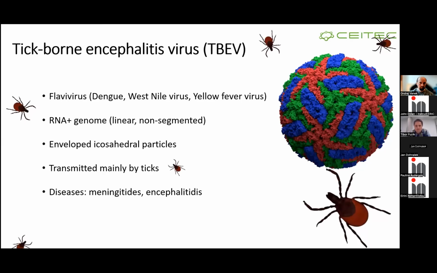So what tick-borne encephalitis virus is, it's a flavivirus, similarly like dengue and West Nile virus or yellow fever virus, which you maybe know better. It's an RNA plus genome virus, which is enveloped by a lipid membrane. So it belongs to envelope viruses. And because it's tick-borne, of course, it's transmitted mainly by ticks. It's spread almost all over the world, mainly in Europe or East Asia. And it causes several severe diseases like meningitis and encephalitis. So this is the reason why it's interesting and important to study tick-borne encephalitis virus also at the structural level.